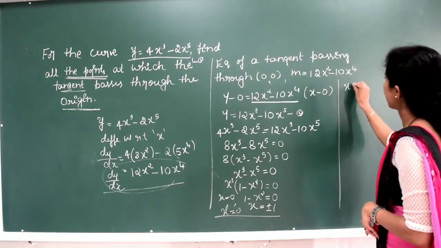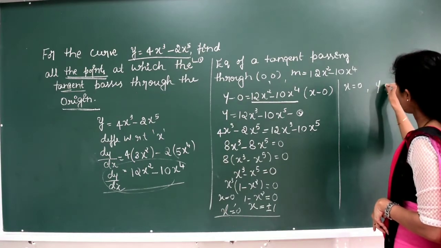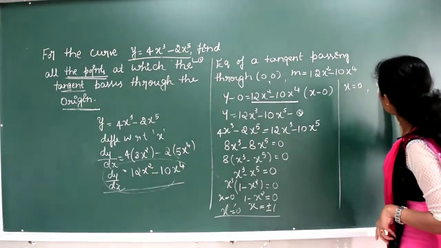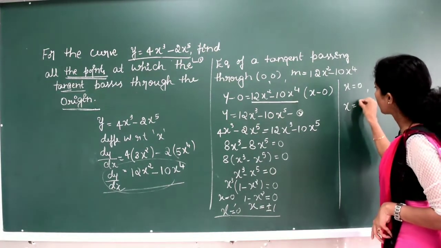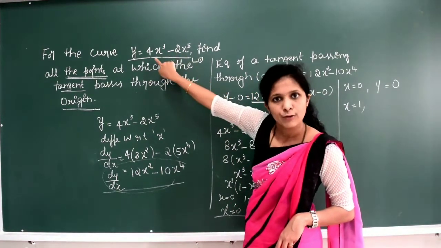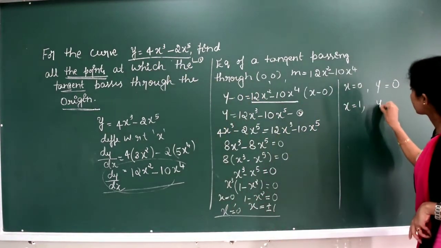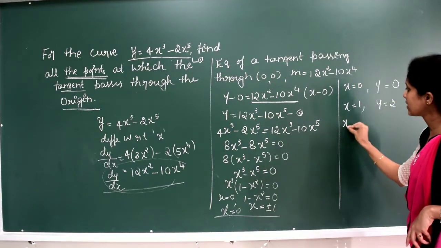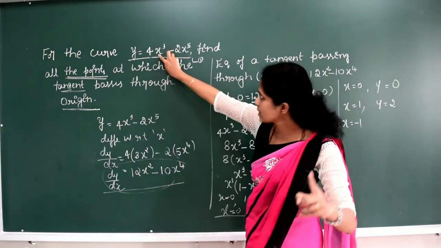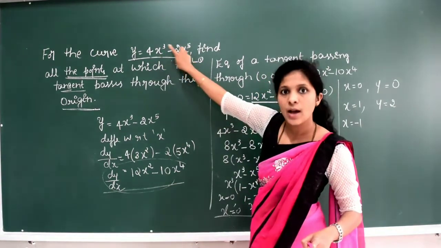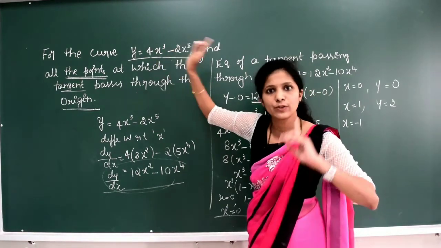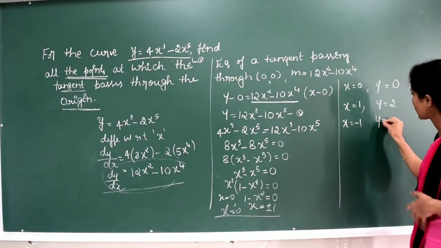Is it clear? If x is equal to 0, what will be the value of y? Here 0 and this is 0, right? Total term will be 0, so y is equal to 0. When x is equal to 1, this is now 4 minus 2. 4 minus 2 will be 2. y is equal to 2. If x is minus 1, this is 4 into minus 1 whole cube, which is minus 4. So this is also minus 2, minus into minus will be plus 2. Minus 4 plus 2 will be minus 2. Is it clear? y is equal to minus 2.